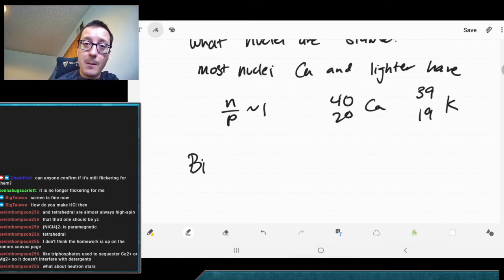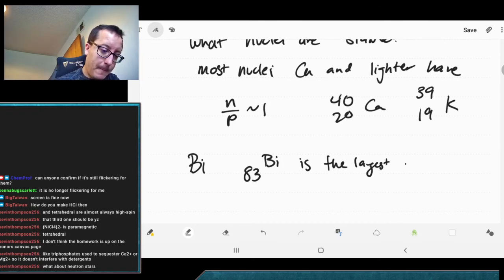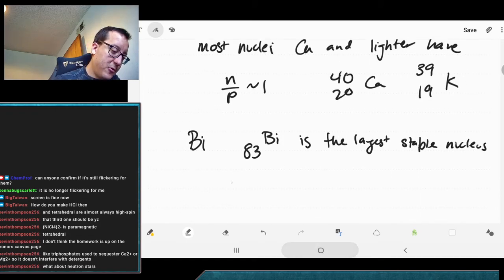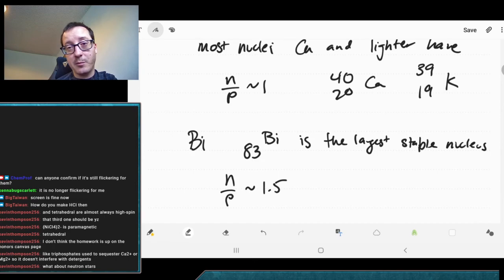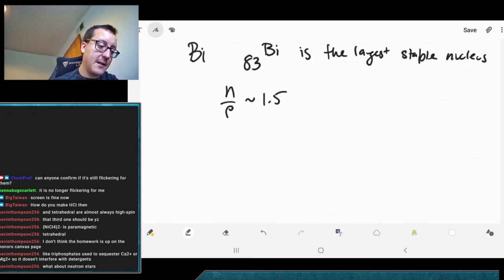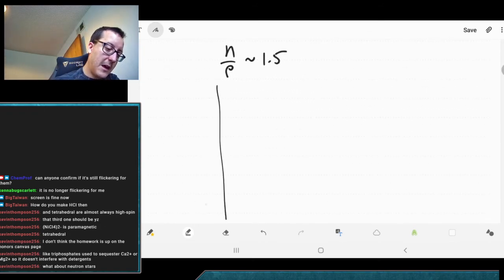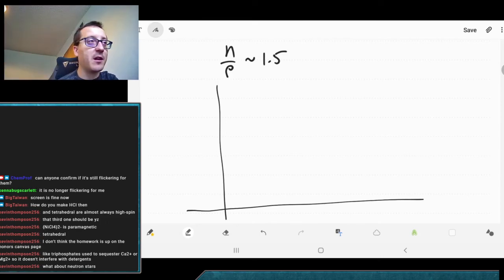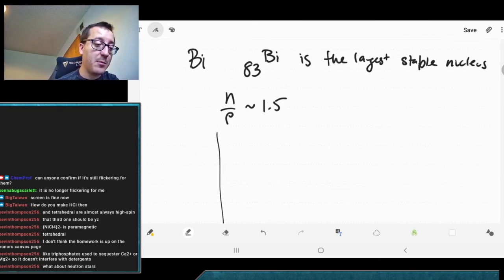Bismuth is our biggest nucleus that is going to be stable. And it has a neutron to proton ratio of about 1.5. So there's about 1.5 neutrons for every proton in the bismuth nucleus. So we can't just say the neutrons and protons keep the number the same the whole way. We're going to see that the most stable, larger nuclei tend to have more neutrons than protons.